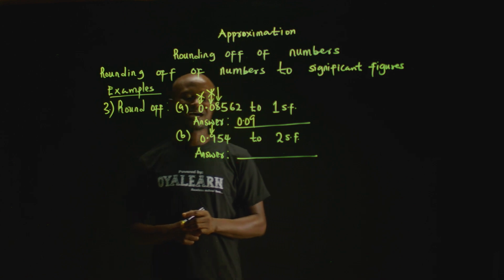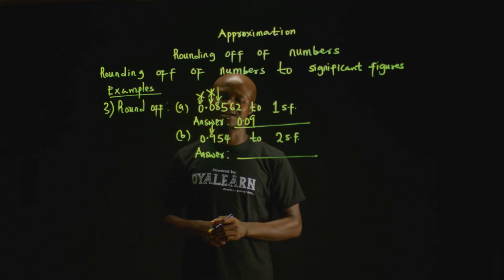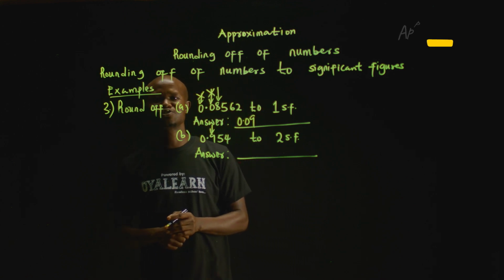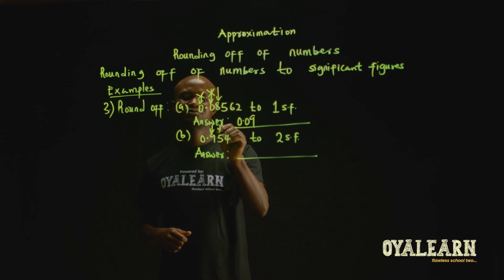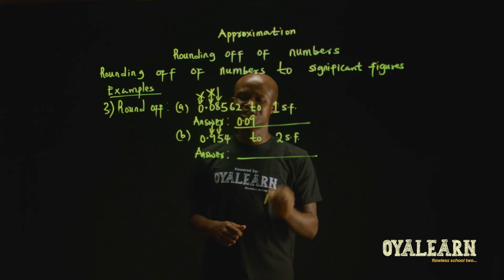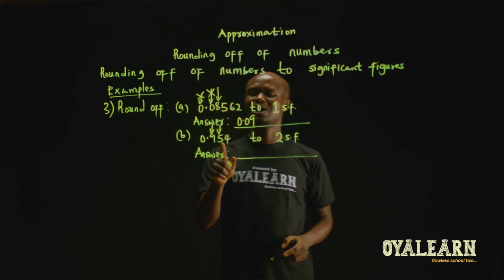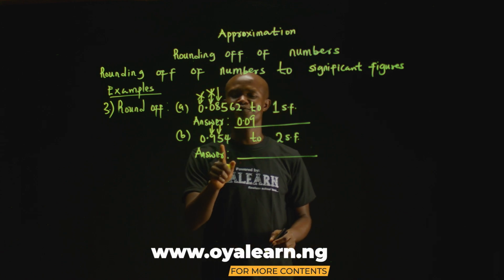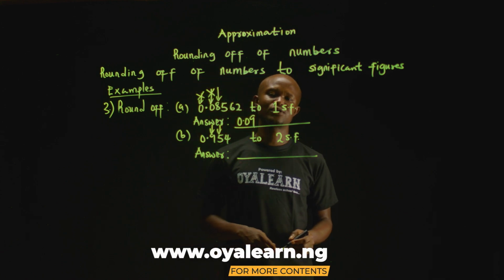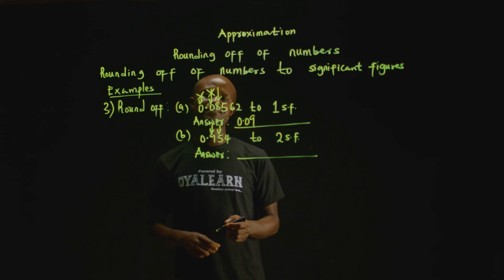Now, we are going to count two numbers from the left, starting from the first non-zero digit from the left. So we have 1, 2. So we have 2 here. Since we are dealing with 2 SF, and we now have 5, at the back of 5, what do we have? 4. So 5 will remain the same.